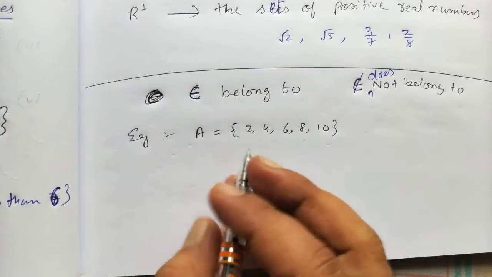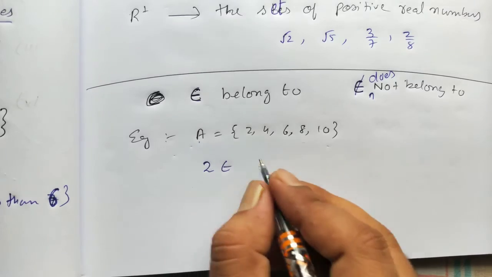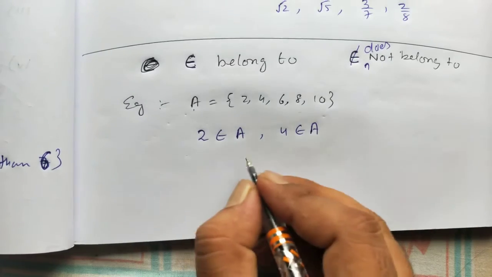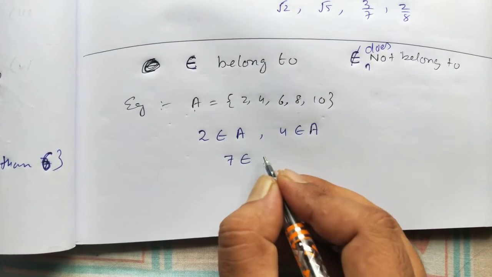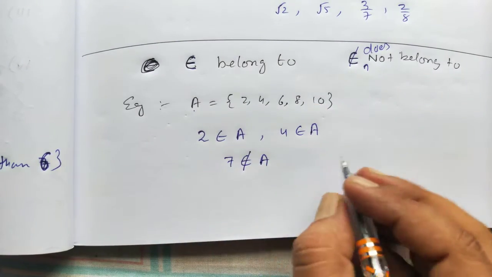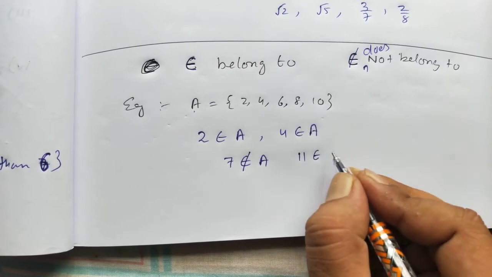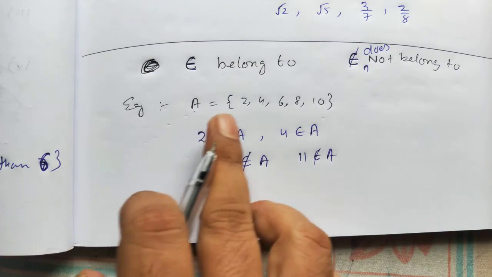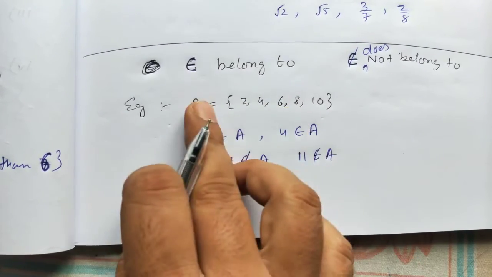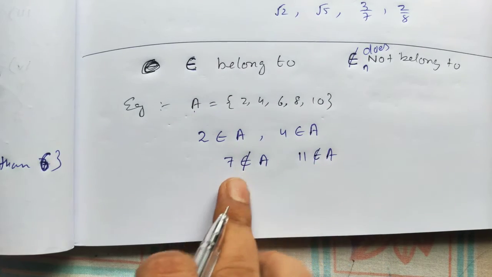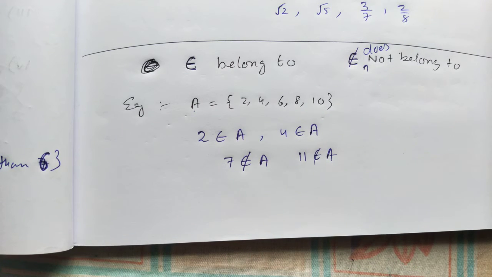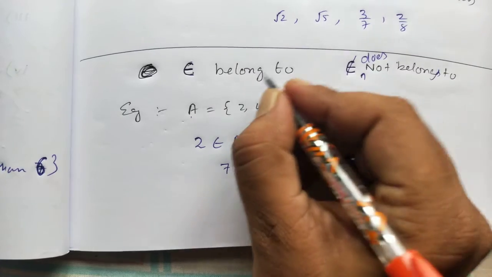Suppose a set is given, we can say that 2 belongs to A. Even 4 belongs to A. What if I write 7 belongs to or does not belong to A? 7 does not belong to A. 7 is not here in this set. Or we can say 11 does not belong to A. Whichever element is there in A, we can say that 4 belongs to A, 6 belongs to A, 8 belongs to A, 10 belongs to A. But these numbers are not there in A, so we will say 7 does not belong to A, 11 does not belong to A. Clear?